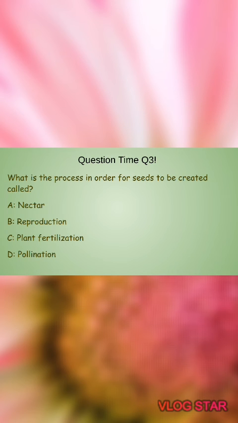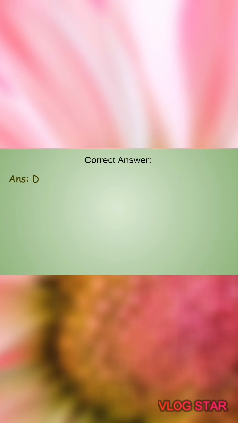Question number 3. What is the process in order for seeds to be created called? A. Nectar, B. Reproduction, C. Plant fertilization, or D. Pollination? Correct answer is D. Pollination.